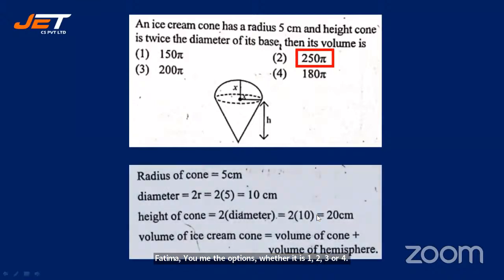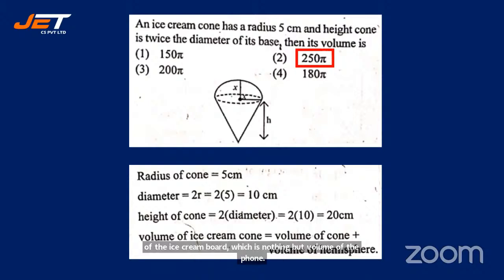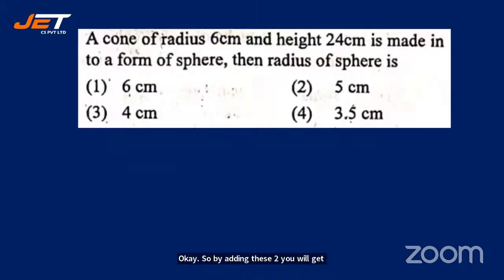Let's see the answer. It is 250 pi. How? The radius of the cone is 5 centimeter. So the diameter would be twice the radius, isn't it? So 2 into 5, which is 10 centimeter. And what would be the height of the cone? The height of the cone is nothing but twice the diameter. So what is the diameter here? 10. So 10 into 2 is 20 centimeter. Now you can very easily find out the volume of the ice cream cone, which is nothing but volume of the cone plus volume of the hemisphere. By adding these two, you will get 250 pi. With this, let's move on to the next question.